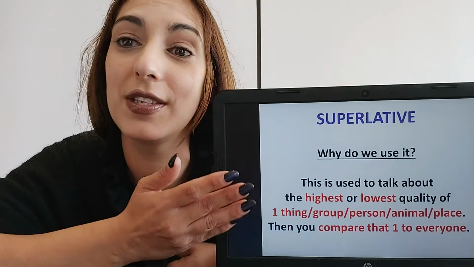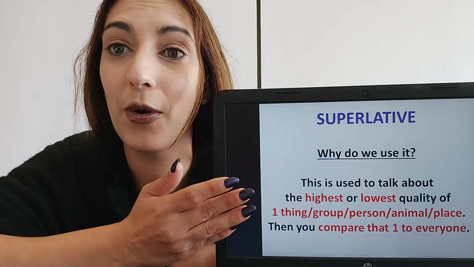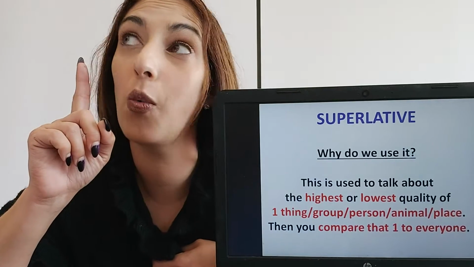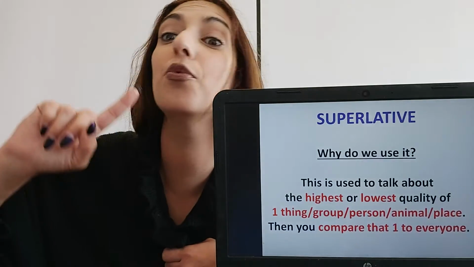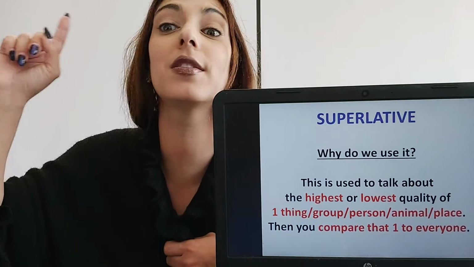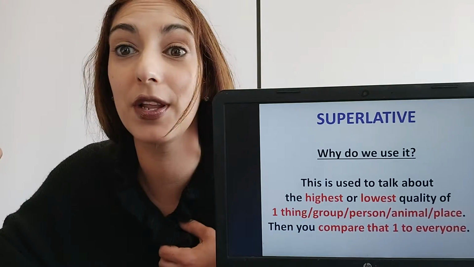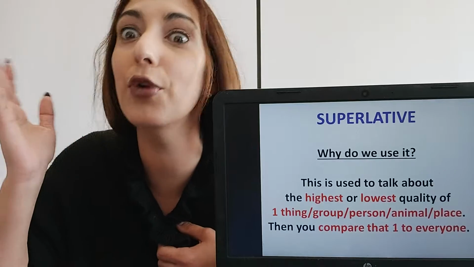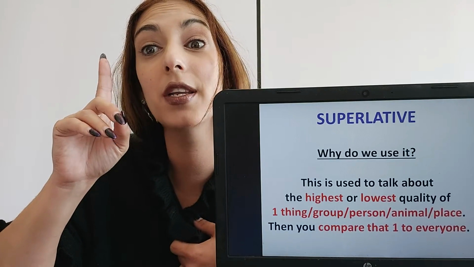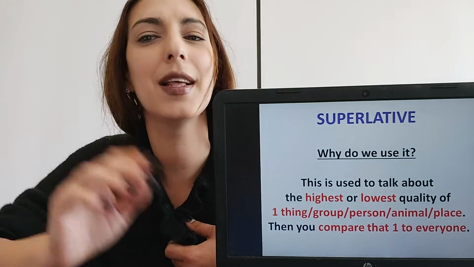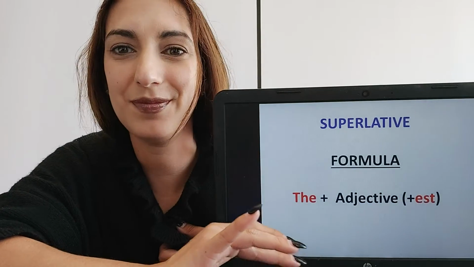Now what's the superlative form? The superlative form compares one thing or one person or one idea to the rest of the ideas, the rest of the things, and the rest of the people in the world or in the class or in the room. So you compare one to many. Let's have a look at some examples.